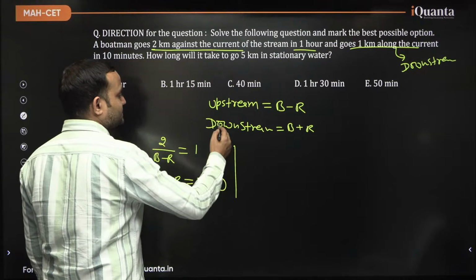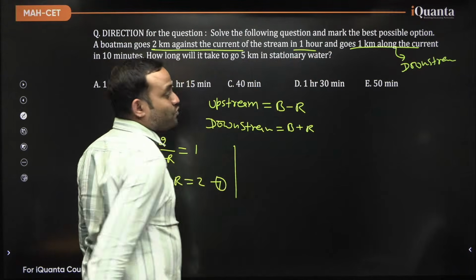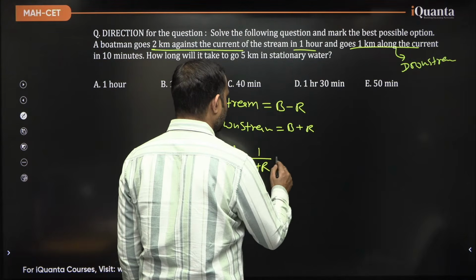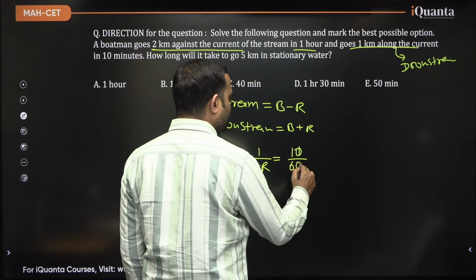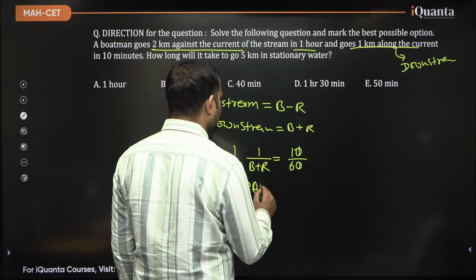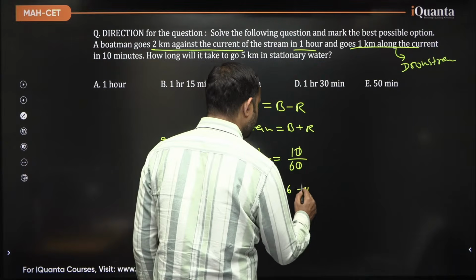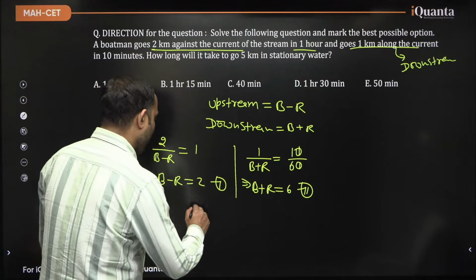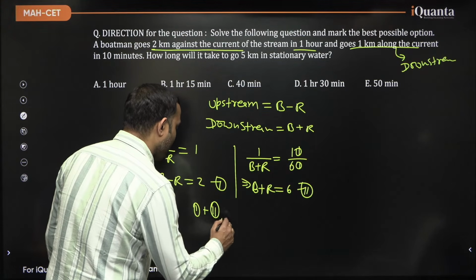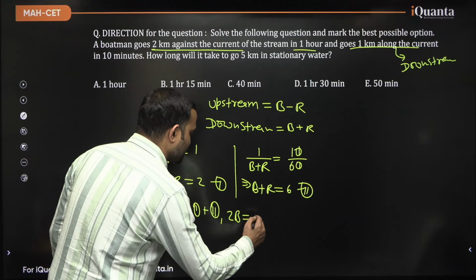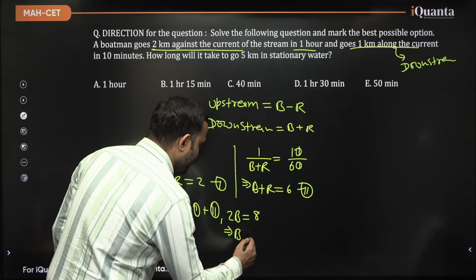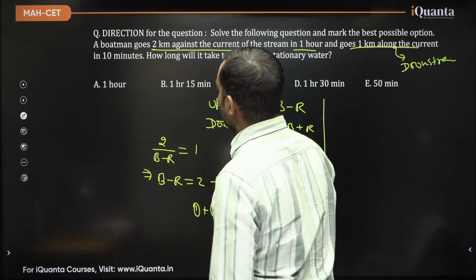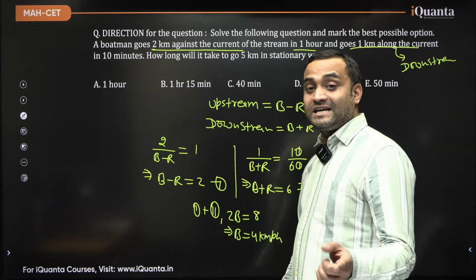Then it says that downstream goes 1 kilometer along the current. So 1 upon b plus r in 10 minutes. So we will have to convert this into hour. So b plus r will be equal to 6. B minus r is equal to 2, b plus r is equal to 6. Add equation 1 plus 2, r will be cancelled out. 2b is equal to 8, or b is equal to 4 kilometers per hour. This is the speed of the boat in still water.